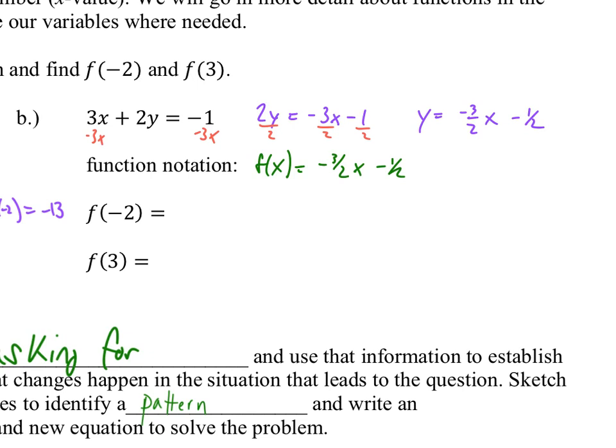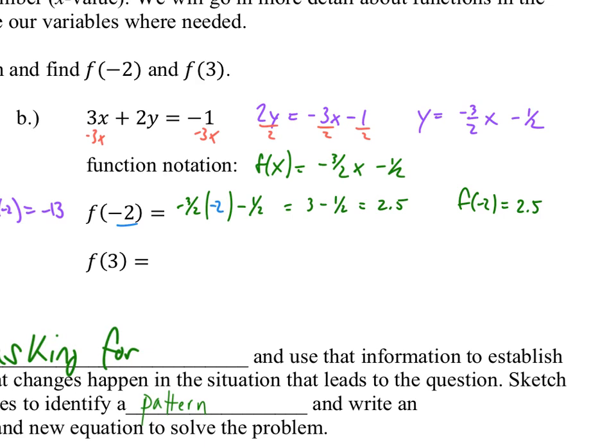It's a little bit more work there. So using the function notation, plugging in negative 2 into that, negative 3 halves times negative 2, and minus 1 half. Well, negative 2 divided by 2 is negative 1, times negative 3 is positive 3. So I'd have 3 minus 1 half, which of course is 2 and a half. So f of negative 2 equals 2 and a half.